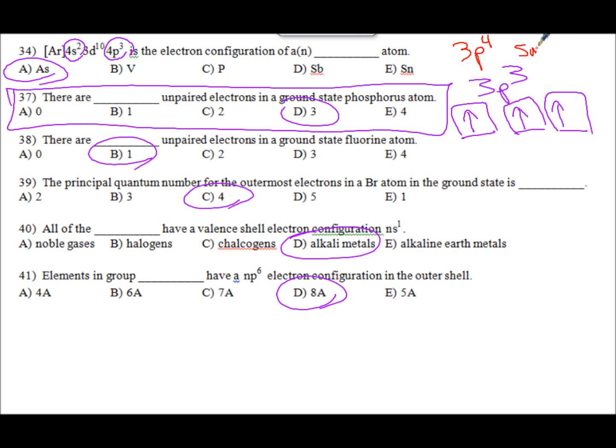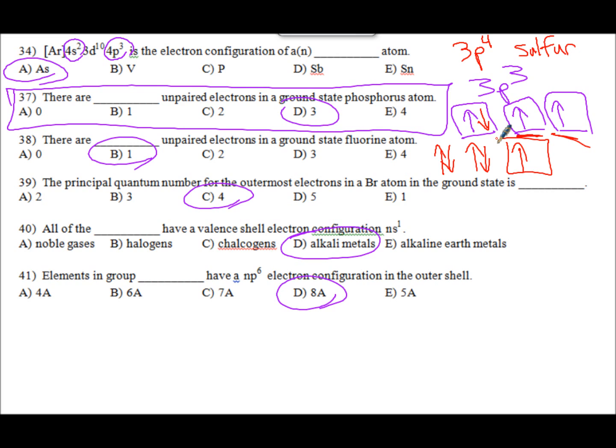3p4 for sulfur would have an extra electron in here, and so then it would only have 2 unpaired and 1 paired in the 3p. So 38, there are how many unpaired in fluorine? Fluorine is 2p5. So there's 1, 2, 3, 4, 5, and then there's 1 that's unpaired, which is why fluorine usually takes a -1 charge, because it has space for 1 down or downspin electron.